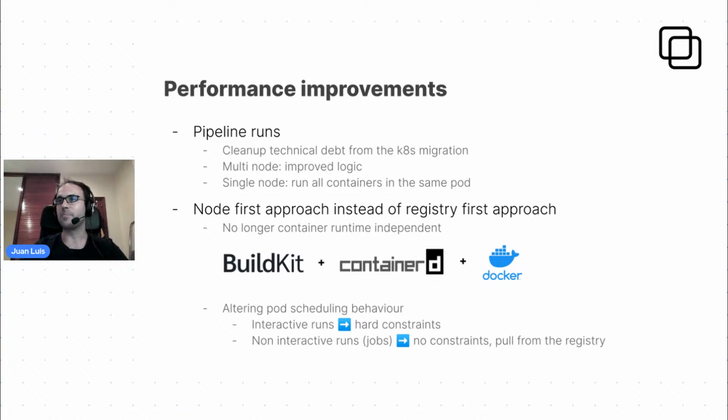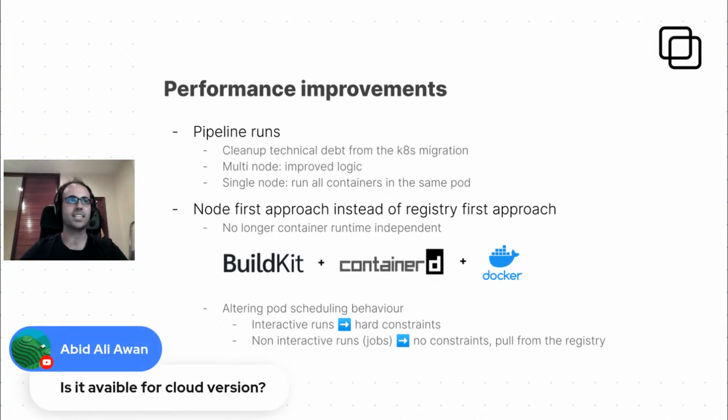So there are some comments in the chat asking, for example, if this is available already for the cloud version. And the answer is yes. As of a few minutes ago, you are able to create a new instance in Orchest that will have all the new version that I'm going to show right now.